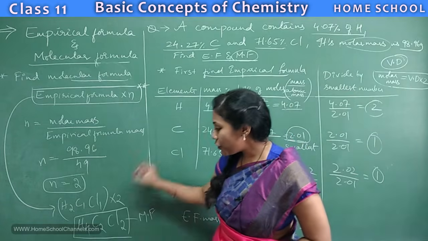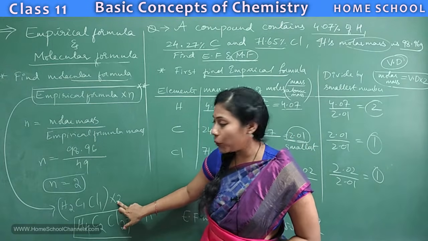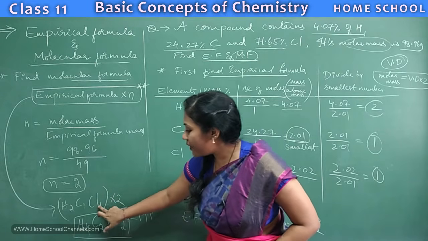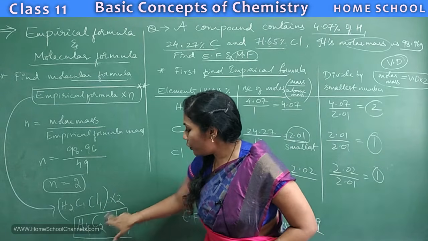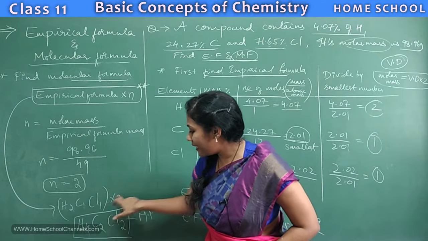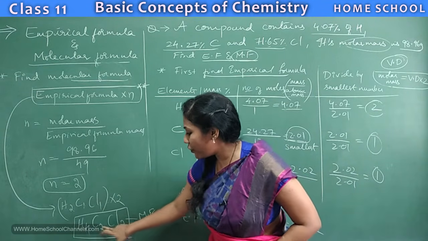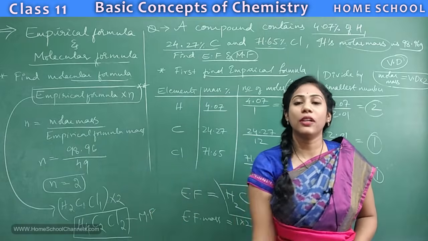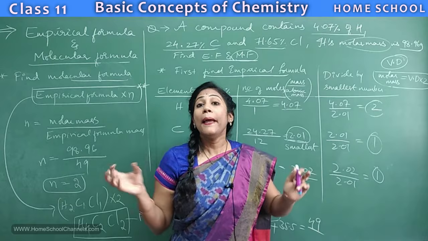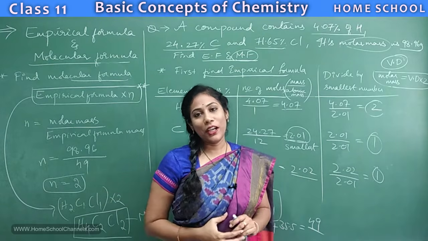So you understood how we have multiplied by 2 here? With this number. The empirical formula is H2C1Cl1. So 2 into 2, 4, so H4. 1 into 2, 2, so C2. 1 into 2, Cl2. So H4C2Cl2 is the molecular formula. This is the procedure to calculate empirical formula and molecular formula.